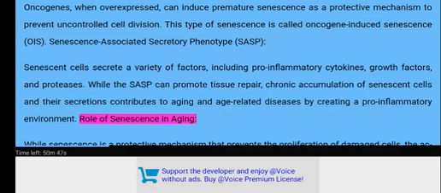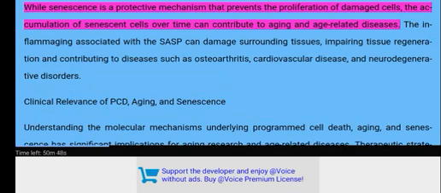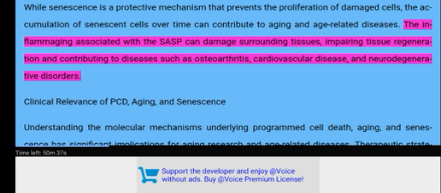Role of senescence in aging. While senescence is a protective mechanism that prevents the proliferation of damaged cells, the accumulation of senescent cells over time can contribute to aging and age-related diseases. The inflammaging associated with the SASP can damage surrounding tissues, impairing tissue regeneration and contributing to diseases such as osteoarthritis, cardiovascular disease, and neurodegenerative disorders.